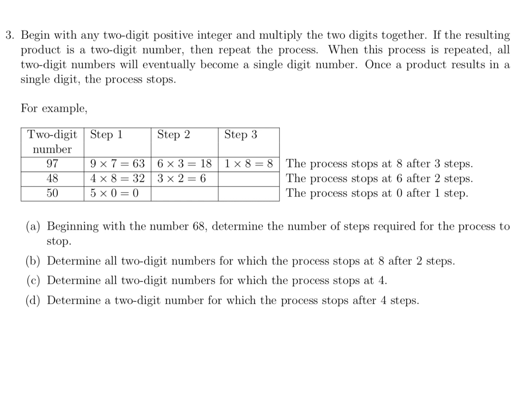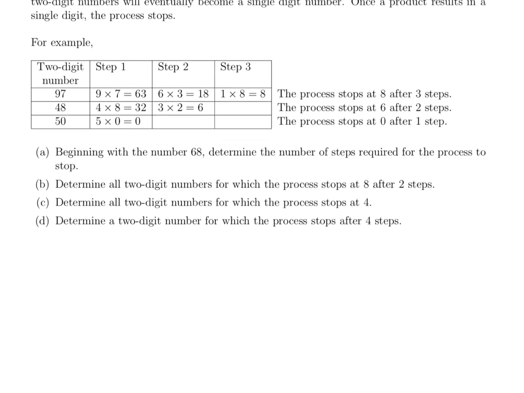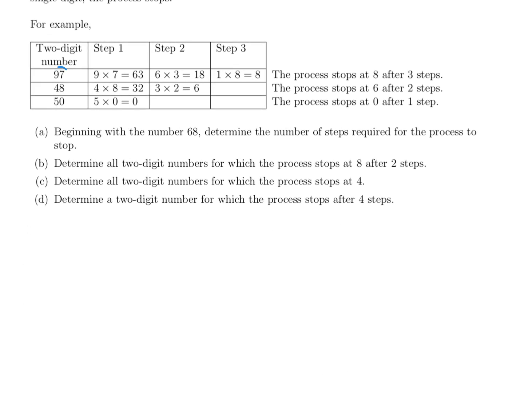Number 3, begin with any two-digit positive integer and multiply the two digits together. If the resulting product is a two-digit number, then repeat the process. When this process is repeated, all two-digit numbers will eventually become a single-digit number. Once the product results in a single digit, the process stops. For example, start off with 97. 9 times 7, 63. 6 times 3, 18. 1 times 8, 8. The process stops after 3 steps, and so on. Beginning with 68, determine the number of steps.